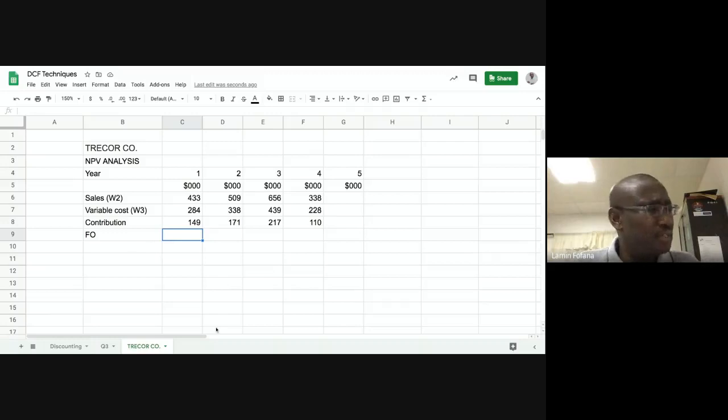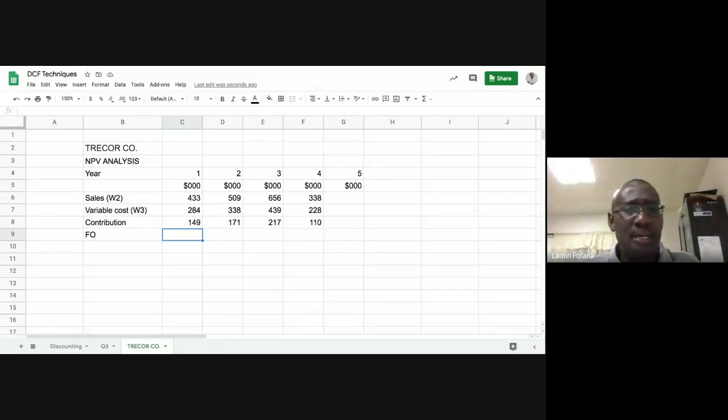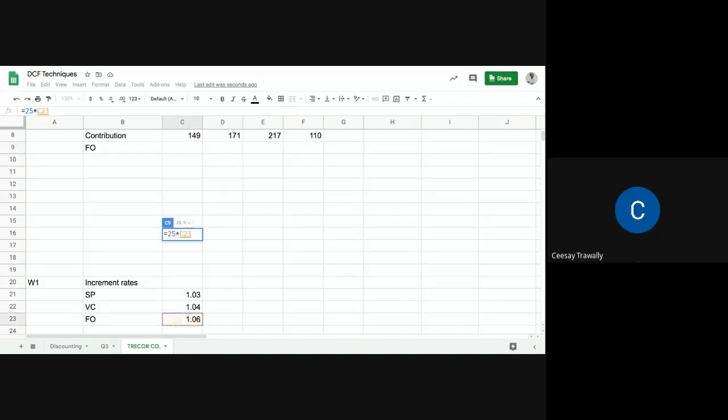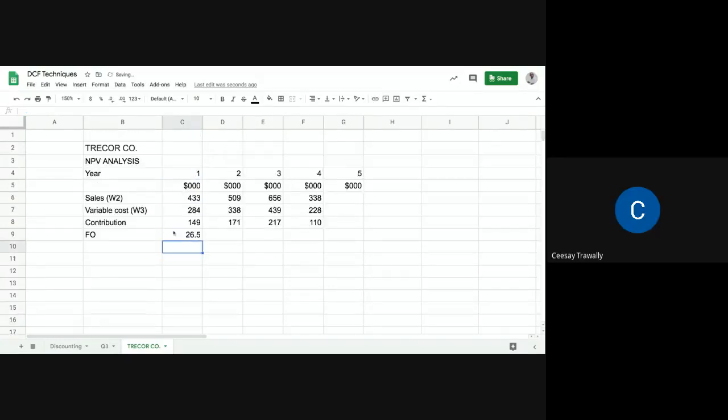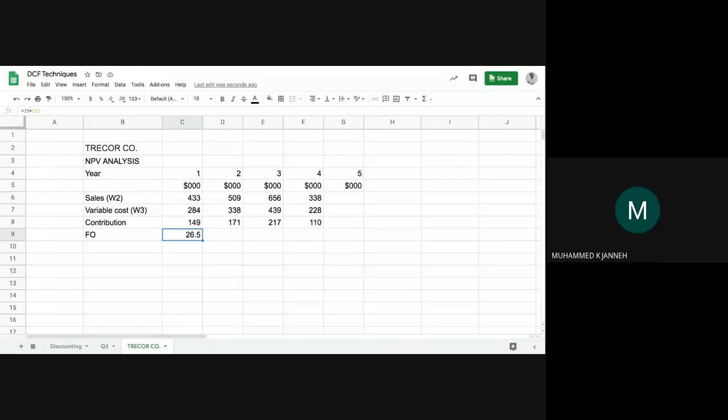So the fixed overhead for year 0 is given to us at 25,000. We can say 25,000 multiplied by the rate. Our rate is 1.06. We enter. So that will be 27.